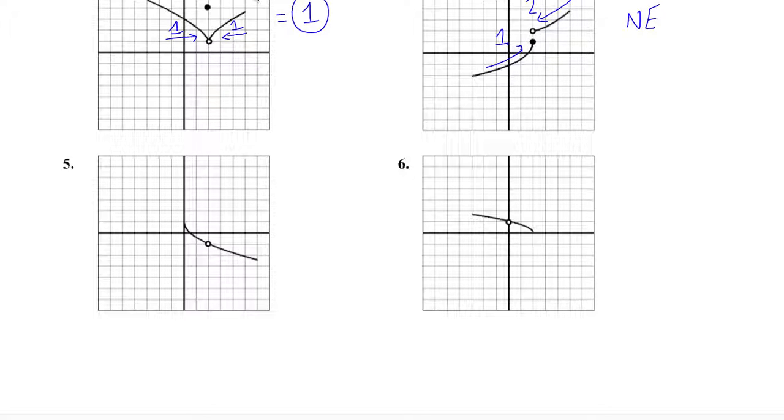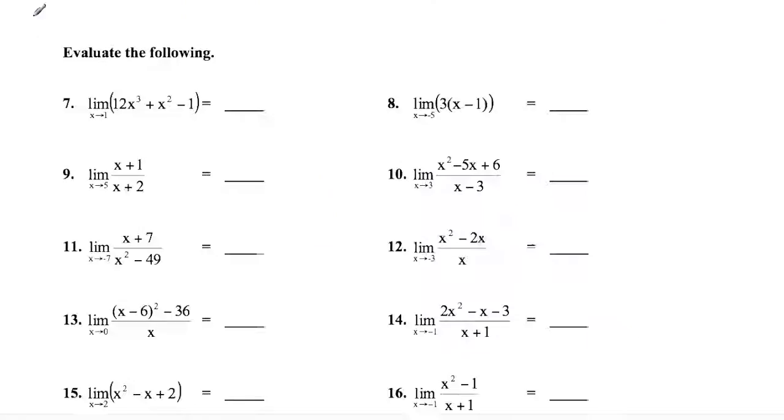Now for number 5, we can see that as we are approaching x equals 2 from the left, we're getting closer and closer to a y value of negative 1. And as we approach from the right, we're approaching that same point of negative 1. And so that is the limit there. Number 6, don't worry about number 6 for your test. This was an old sheet, and it's a problem that I'm not going to be asking you. So we will just ignore that.